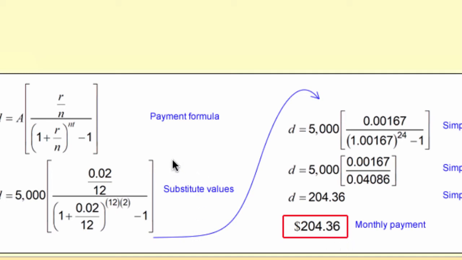You just need to be very careful with this formula. There are a lot of parentheses and order of operations mistakes that could happen here. So just be very careful with your calculator and make sure you're using parentheses appropriately so that you don't make any mistakes.